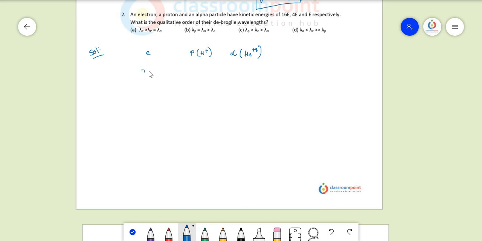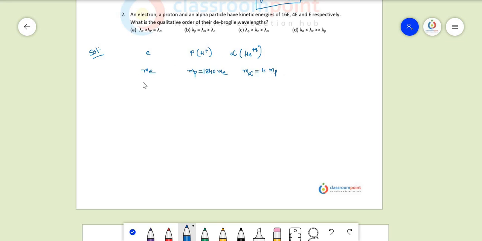Let us take the mass of the electron as Me, mass of the proton as Mp, and mass of the alpha particle as M alpha. You know that mass of the proton equals 1840 times the mass of the electron, and mass of the alpha particle is 4 times the mass of the proton. If you substitute the proton value here, it is 4 into 1840 into mass of the electron.